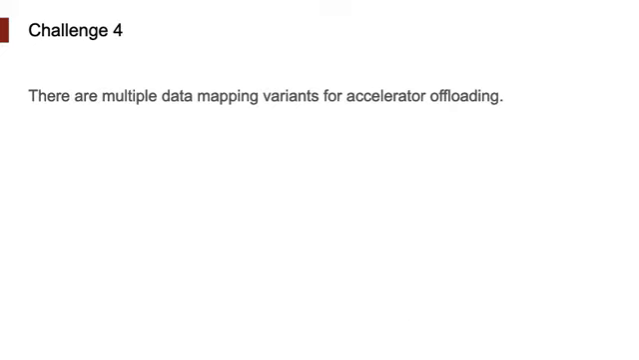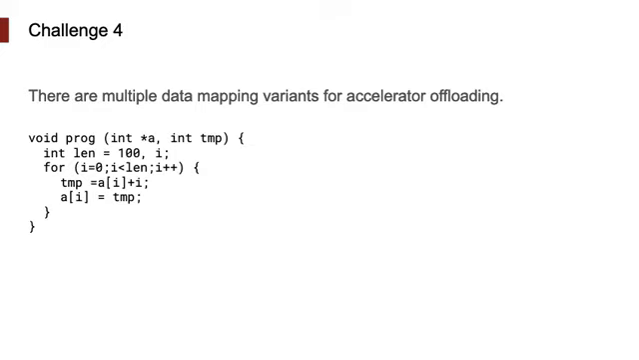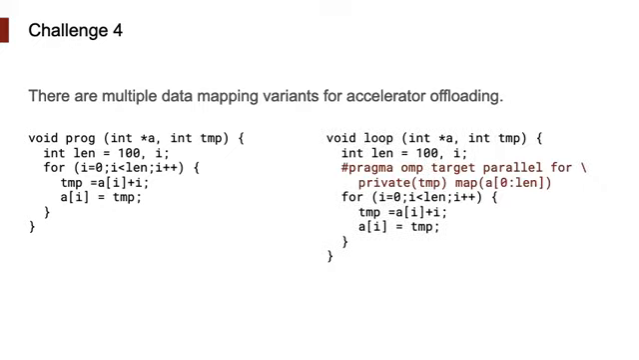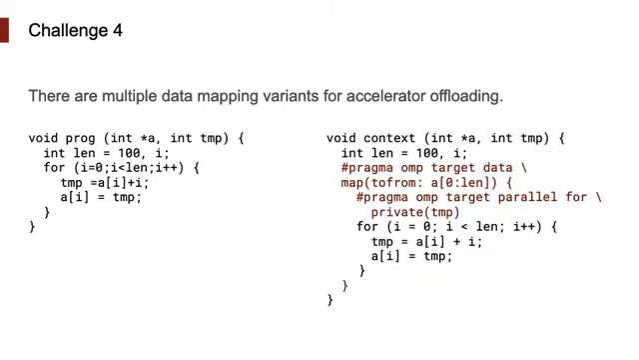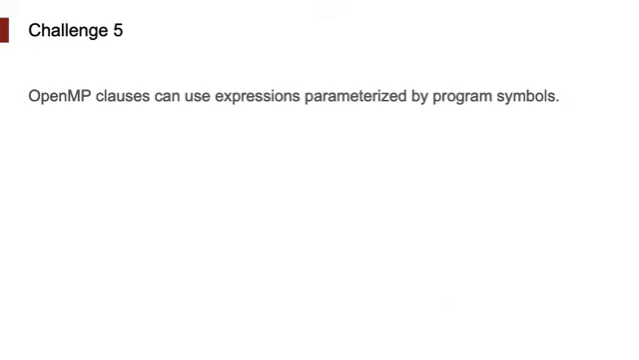Another challenge concerns data movement. OpenMP provides more than one way to indicate that data must be moved from host to accelerator. For instance, let's consider how we could accelerate this program. We see that variable tmp needs to be privatized and that the array needs to be moved onto the accelerator. That's a way to annotate the program. And that's another way, which, although syntactically different, still encodes the same semantics.